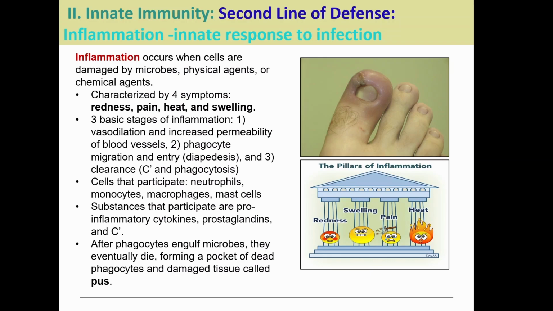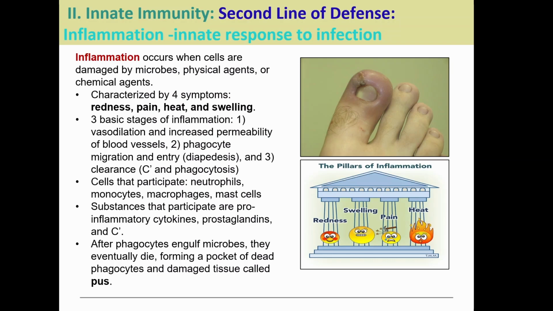Basically, some cells have been damaged in some way, whether by a microbe, a physical agent, so a physical injury, or a chemical agent, right? Something has damaged cells. And we have 4 main symptoms that are hallmark signs of inflammation, and that is redness, pain, heat, and swelling, right? The reason we get these is because the stages of inflammation lead to these symptoms. Number 1, vasodilation and increased permeability of blood vessels. This means that more blood is going to be coming to the area wherever this damage has occurred. That's going to lead to the redness as well as the heat, the swelling, the pain, right?